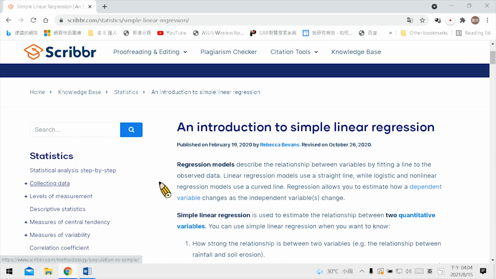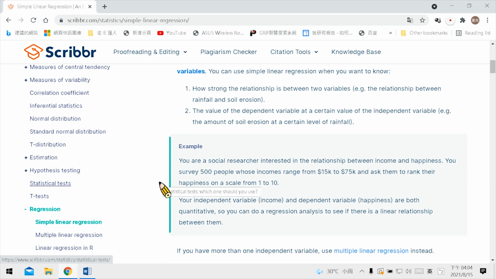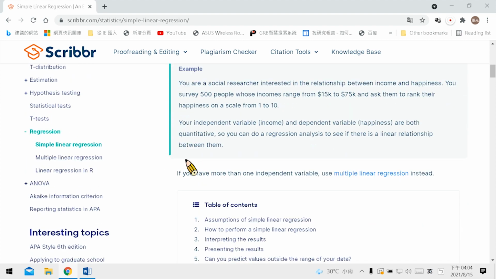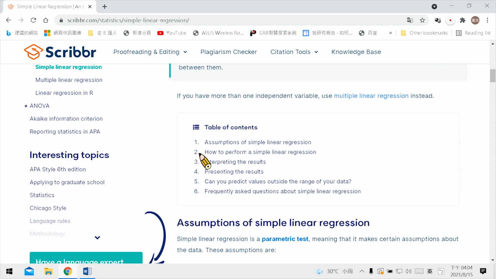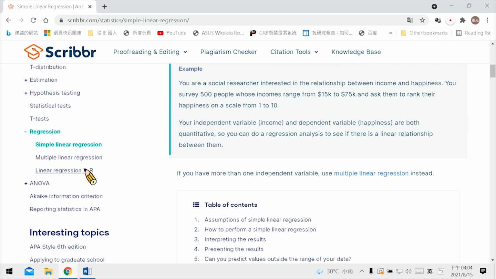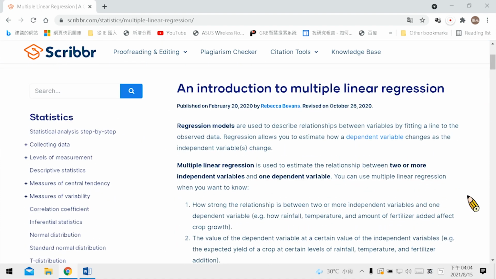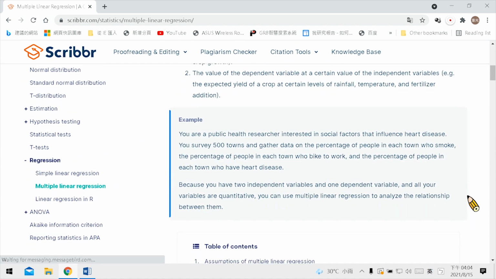Okay, and you can listen to our video, and maybe you can check this. It gives you a lot of material. You can learn the regression. Okay, and today we talk about multiple regression. We have this.